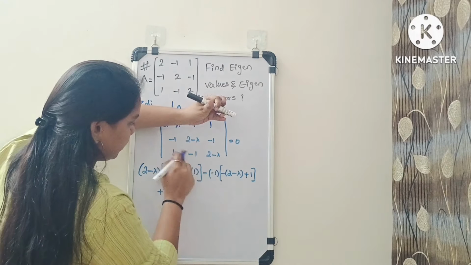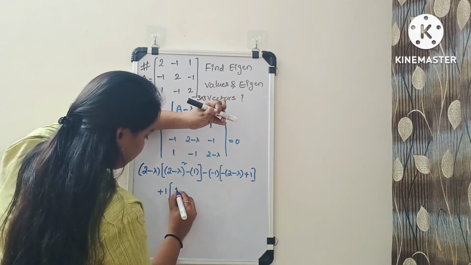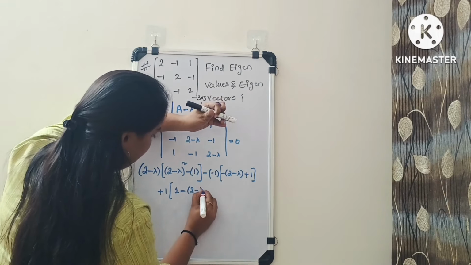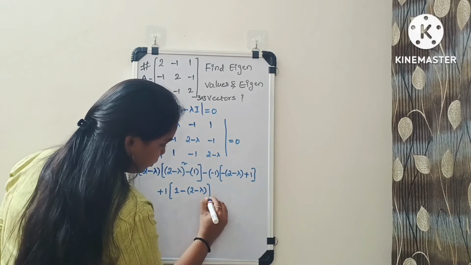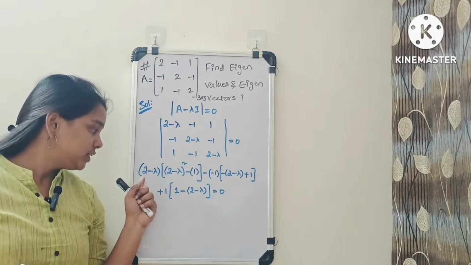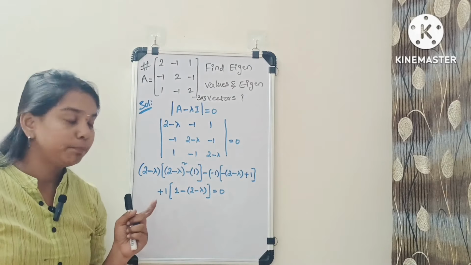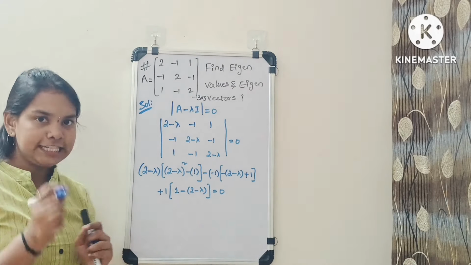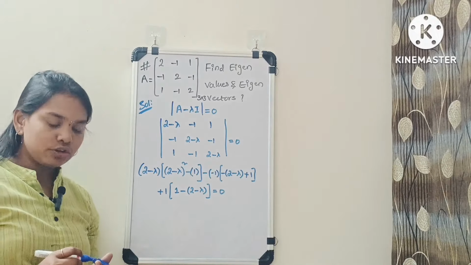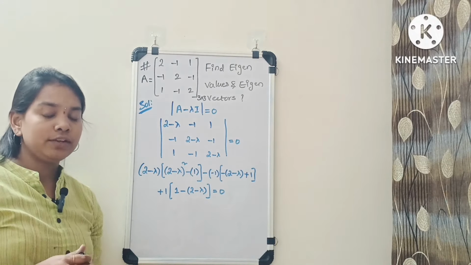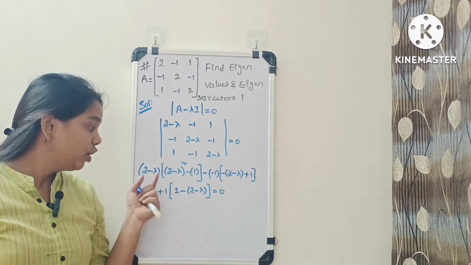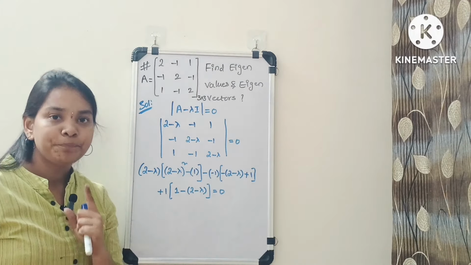1 minus 1 into minus 1 plus 1 minus, here we get 2 minus lambda, which is equal to 0. This step is most important, because if we miss a single sign here, then the complete solution will go wrong. That's why whenever we are finding the determinant, we have to be careful with the signs.